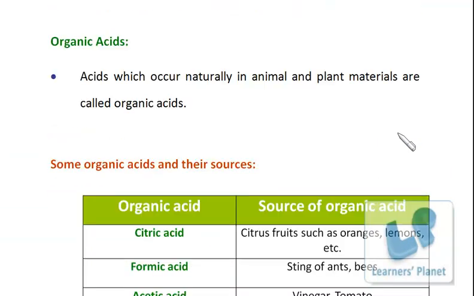Similarly, we have organic acids. Acids which occur naturally in animal and plant materials are called organic acids. Organic acids, that means these acids must have carbon, right? Organic means carbon. Inorganic, no carbon.